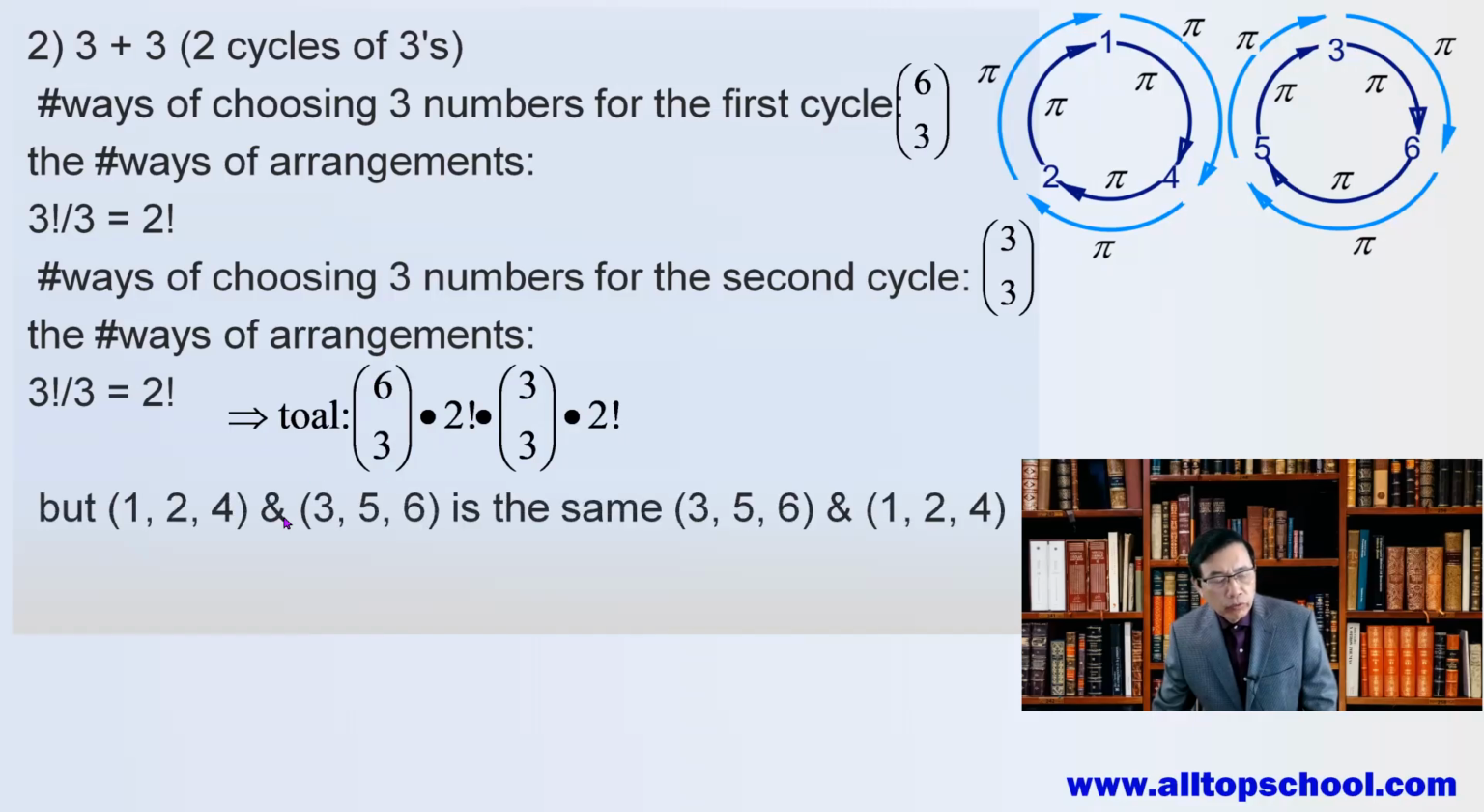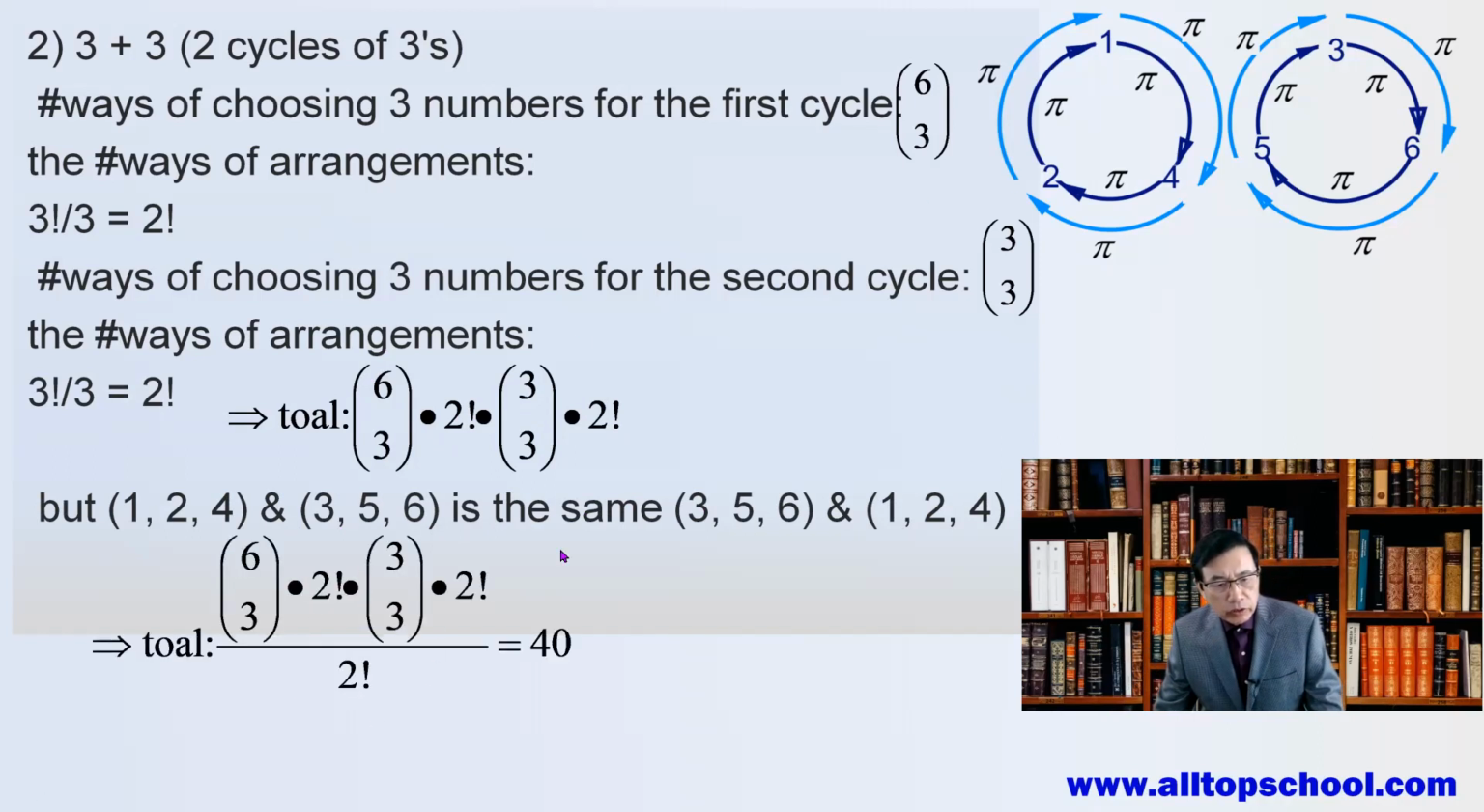But the cycles (1, 2, 4) and (3, 5, 6) are the same as (3, 5, 6) and (1, 2, 4). That means whichever I choose first, we get an order, but the order doesn't matter for these two sets of 3 elements, so they will be the same. So we need to divide by 2 factorial for the arrangement of the 2 sets. And then you get 40.